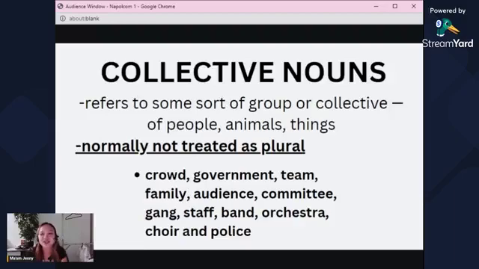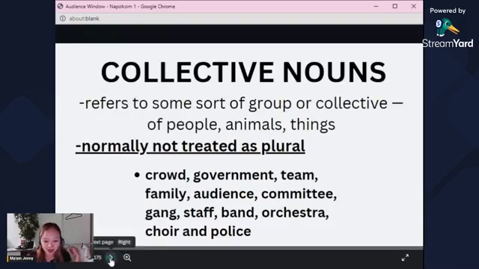So collective nouns refers to some sort of group or collective. So yung of people, animals, things, nakadepende, okay? So normally, or most of the time, it is also singular, or normally not treated as plural. So for example, you have a crowd, government, team, gang, staff, band, orchestra. So kahit na, for example, yung band, or yung team, yung basketball team. For example, yung Nuggets. So there are a lot of players in the Denver Nuggets, but yung team is just one team. So it's considered as a collective noun. So singular siya. Okay? All right.